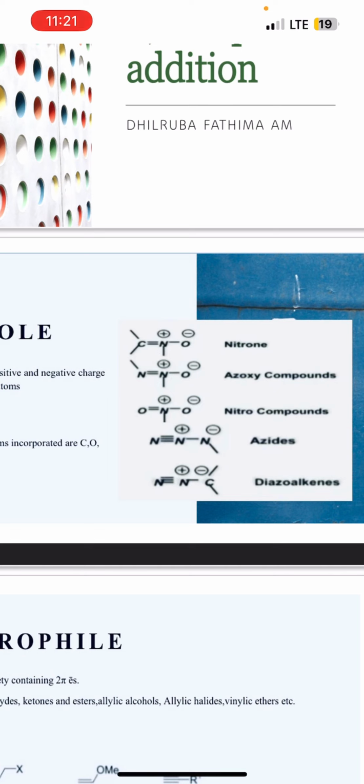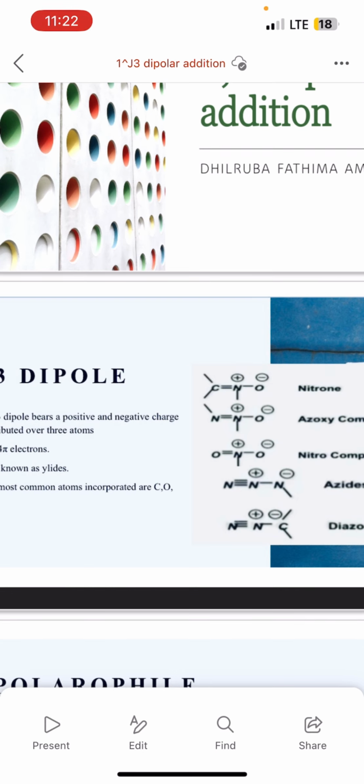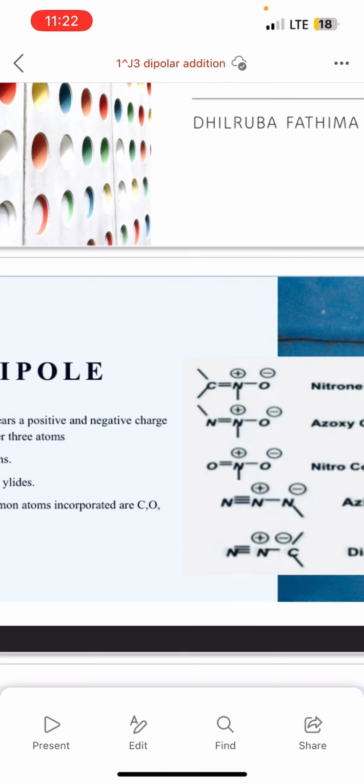And when the pi electrons between the carbon and nitrogen atoms are donated to the nitrogen atom, the positive charge of the nitrogen atom gets neutralized and the carbon atom gets a positive charge. So here positive and negative charges are distributed over 3 atoms. Hope you understand. Between the carbon atom and the nitrogen atom a pi bond is present, and these pi electrons are transferred to the nitrogen atom.